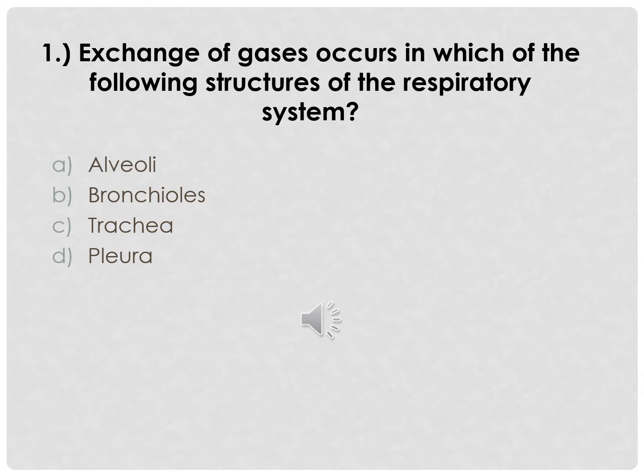If we look at letter C, the trachea, well, the trachea is the windpipe. And the windpipe, all it does is it conducts air to the lungs. So we can rule out C as well. If we look at letter B, the bronchioles, well, the bronchioles are small tubes that lead into the alveoli. We can rule out B because gas exchange does not occur in the bronchioles. The correct answer is letter A, the alveoli. The alveoli are the structures in the lungs where gas exchange occurs with the blood.